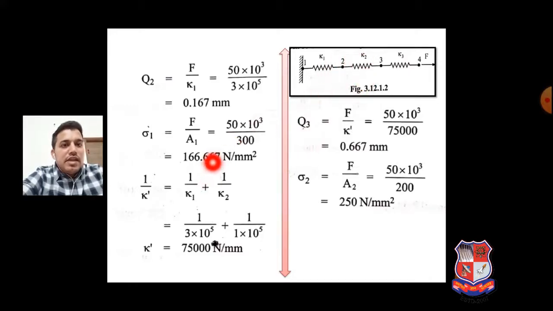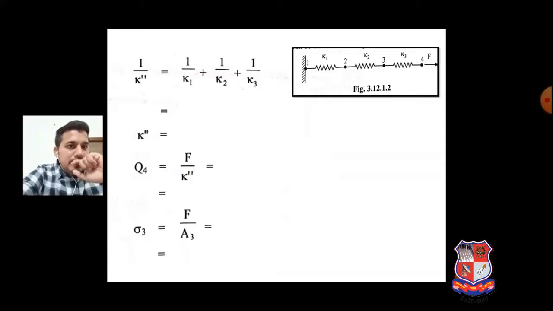So that's why we formulate as per the Kirchhoff law and as per the parallel principle, 1 upon k dash is equal to 1 upon k1 plus 1 upon k2. Already I explained this during the theory time. Okay, so here we have to find q3 and sigma 2. Now, here we want to find q4.